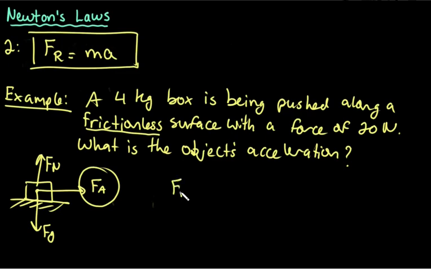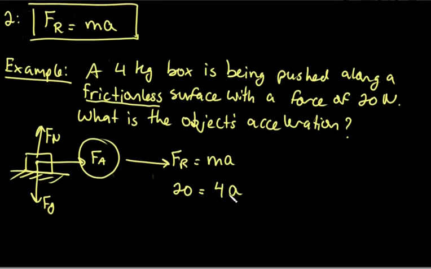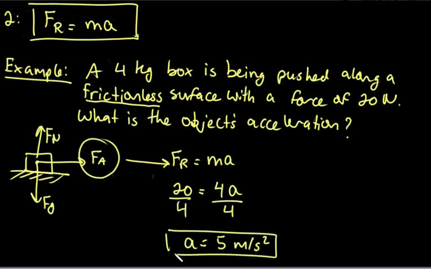So Fr is equal to mass times acceleration. Our applied force is the same thing as our Fr. So 20 is equal to 4, which is our mass, times acceleration. To isolate for acceleration, you're going to divide both sides by 4, and we're going to find that our acceleration is 5 meters per second squared.